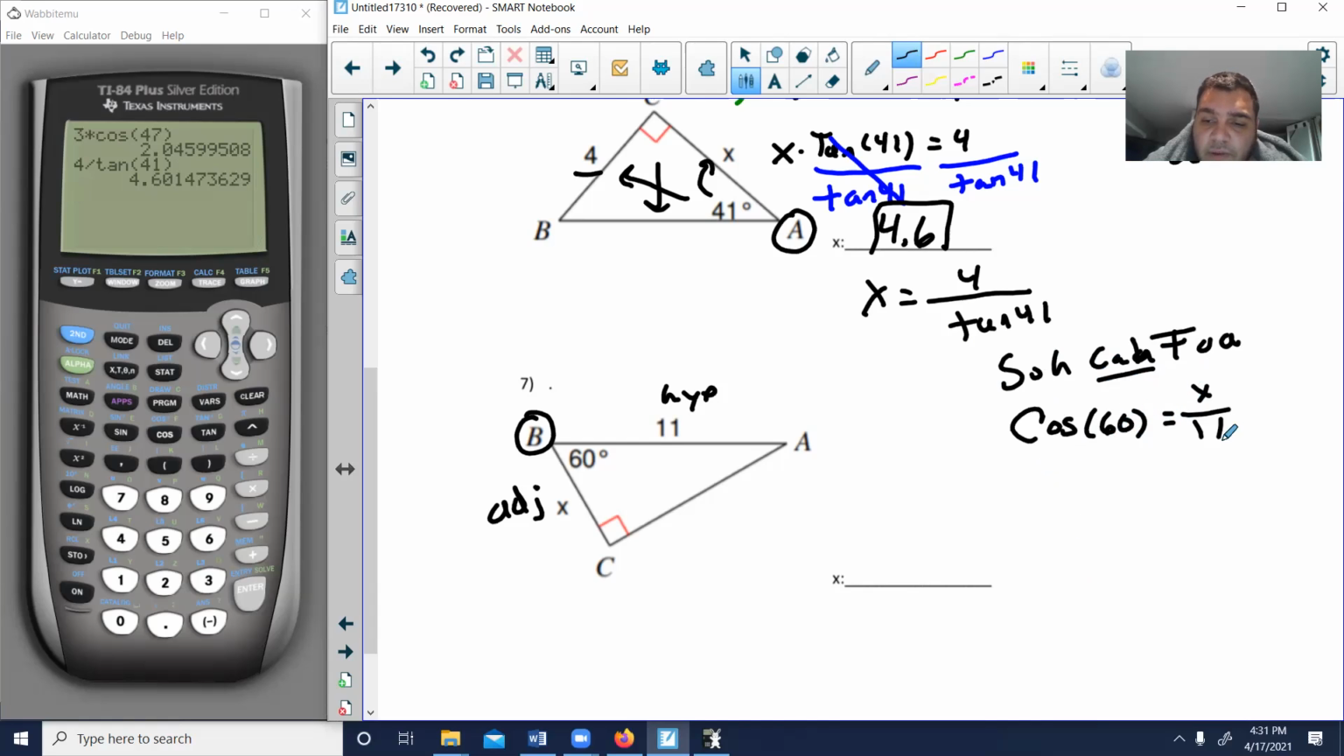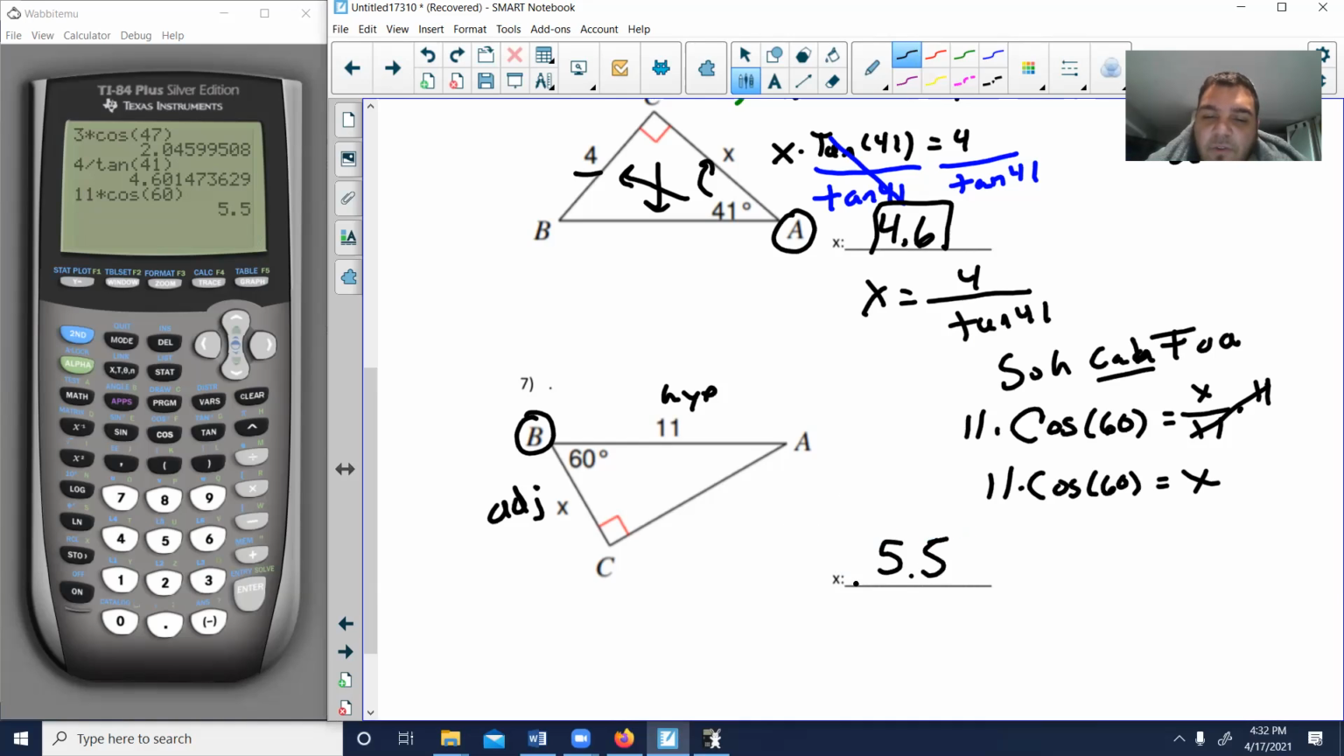Okay? So I don't like having 11 here, so I'm going to have to multiply 11 on both sides to get rid of this. So I got 11 times cosine 60 equals x. Now x is by itself. I swing my head over to the calculator. So 11 times cosine 60. That gives me exactly 5.5.